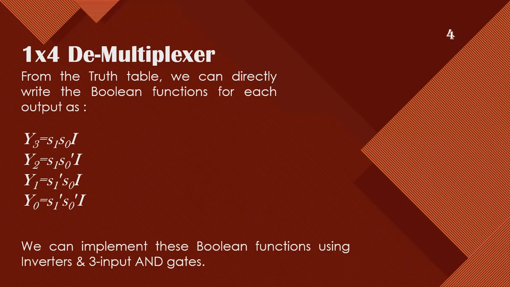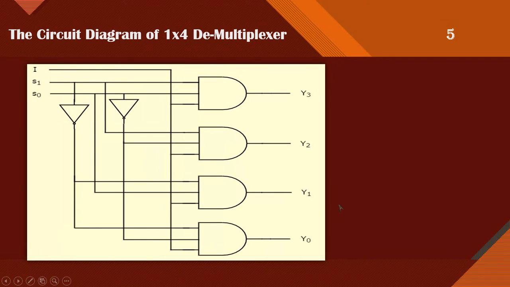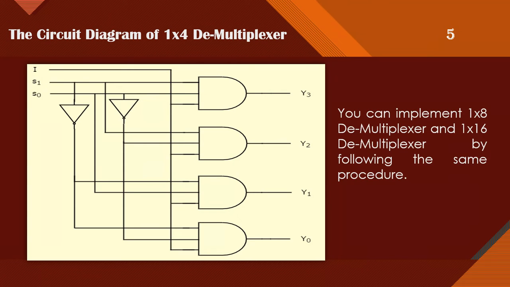So you get these outputs, and we can implement these Boolean functions using inverters and three-input AND gates. I is the input, S1 and S0 are the selection lines, and based on these the AND gates and the NOT gates are used. This should be in your mind, the circuit diagram of the 1 into 4 demultiplexer. Now you can implement the 1 into 8 demultiplexer and the 1 into 16 demultiplexer by following the same procedure.